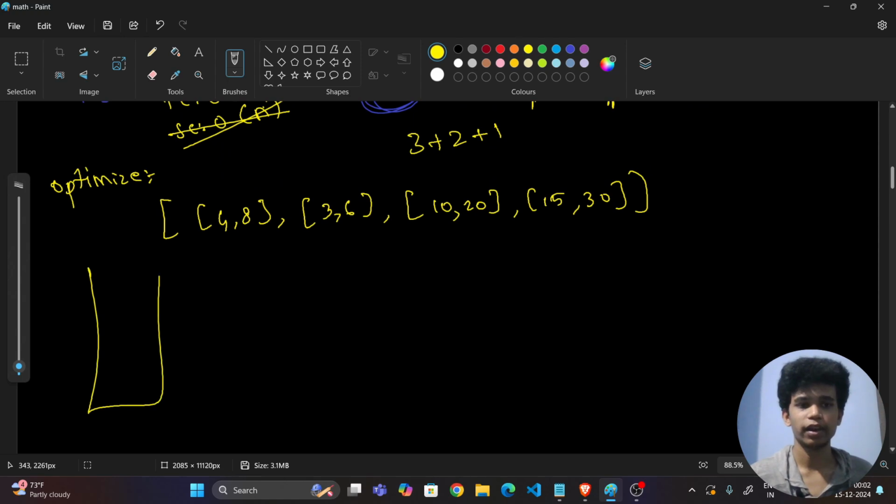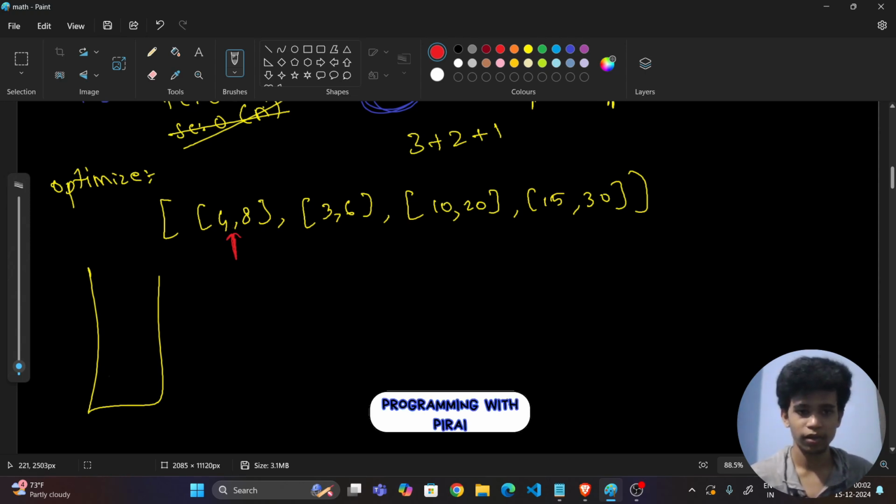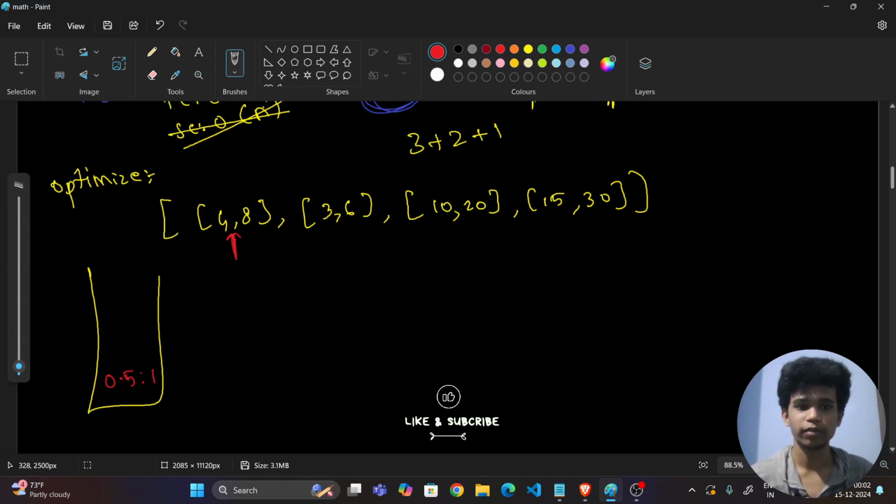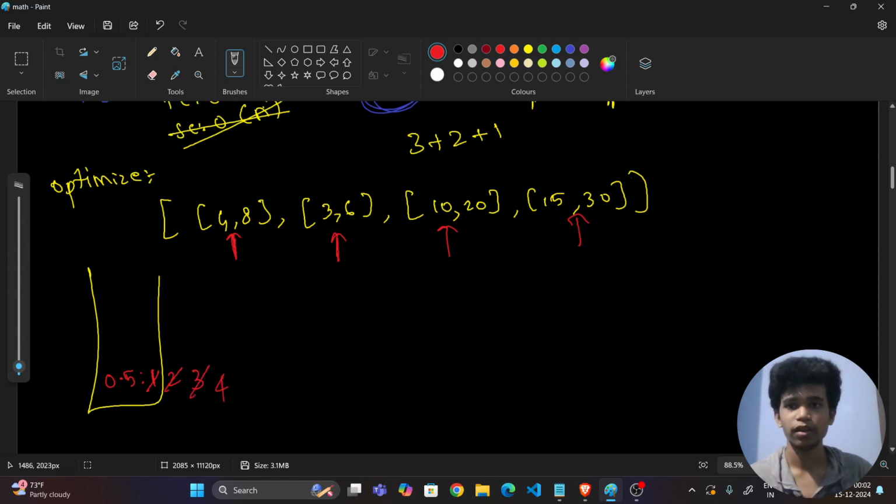First of all, I will take a hash map. Fine. Now I will take this element, and what is this ratio? This ratio is 1/2, which means 0.5. Okay, I will put 0.5 and increment my count as 1. Now I will go here. What is my ratio here? It is also 0.5, so increment by 1. I will go here. It is also 0.5, so I will increment my count as 3. Here also it is 0.5, so I will increment this count as 4.